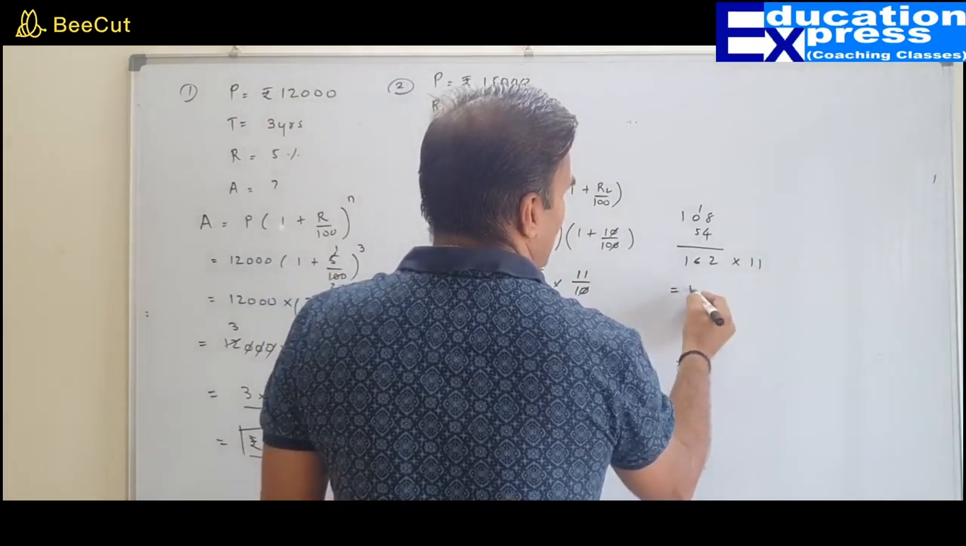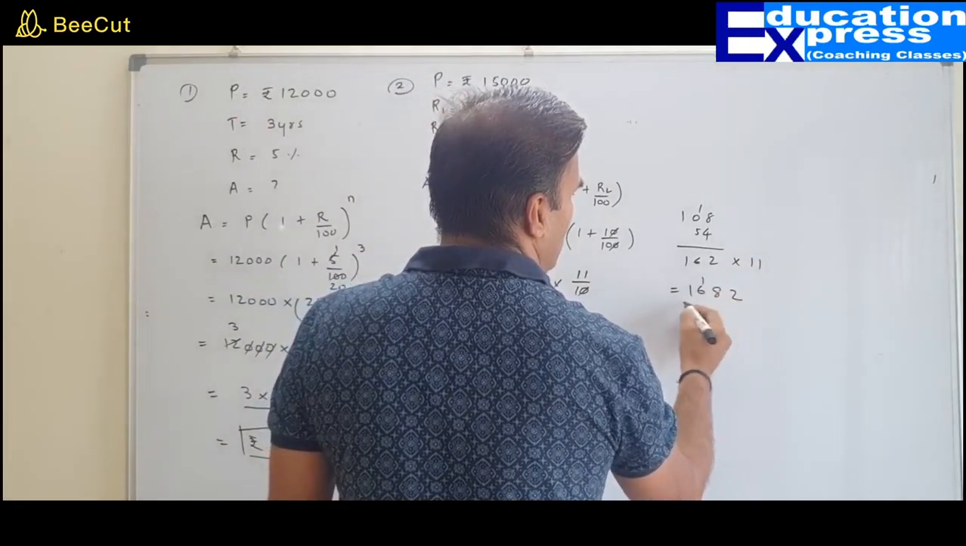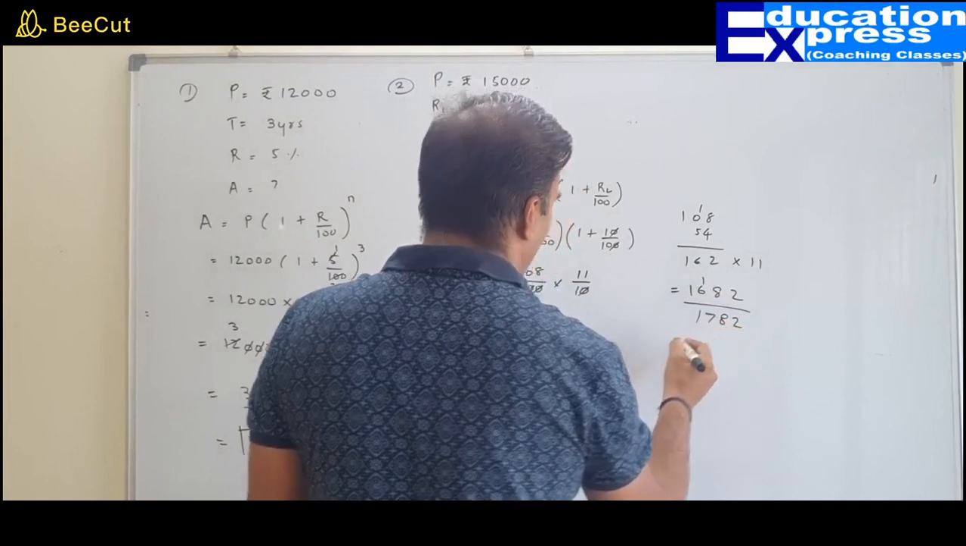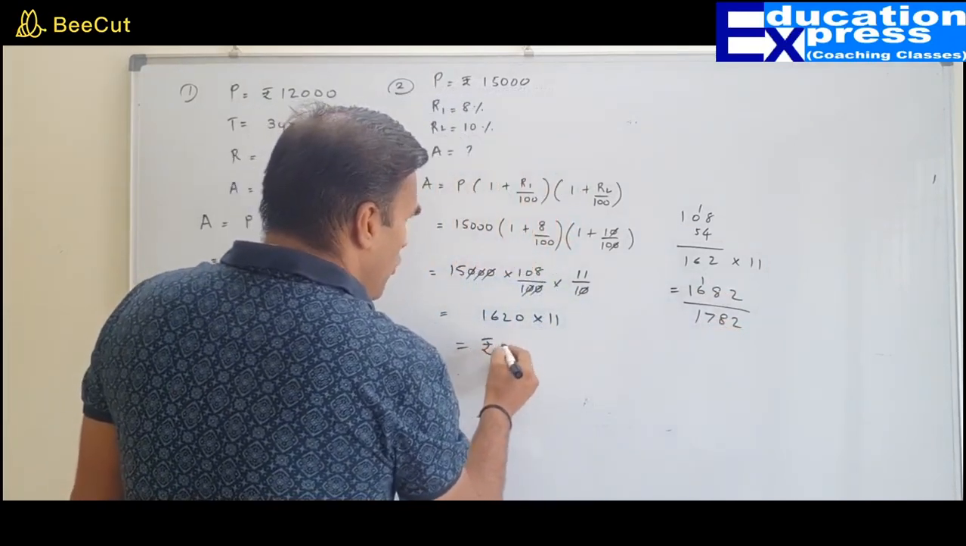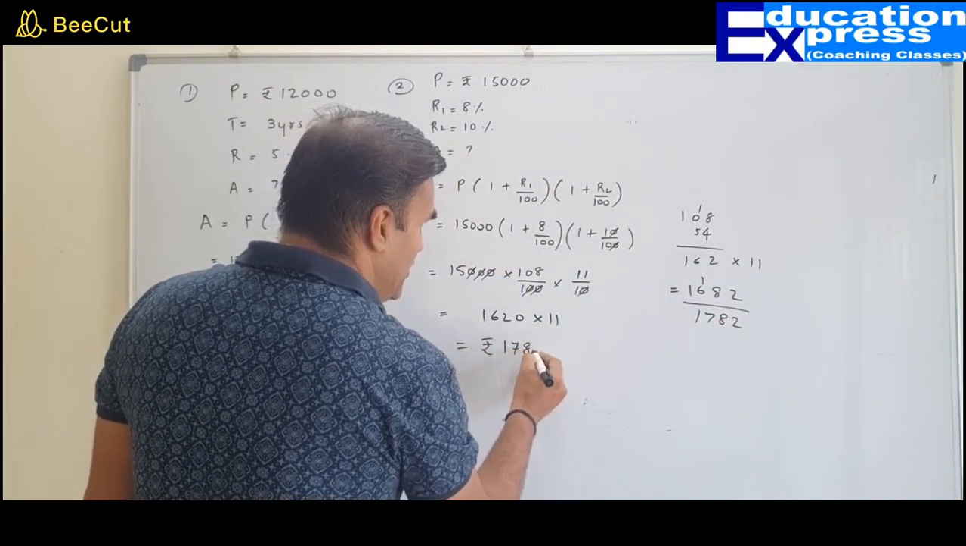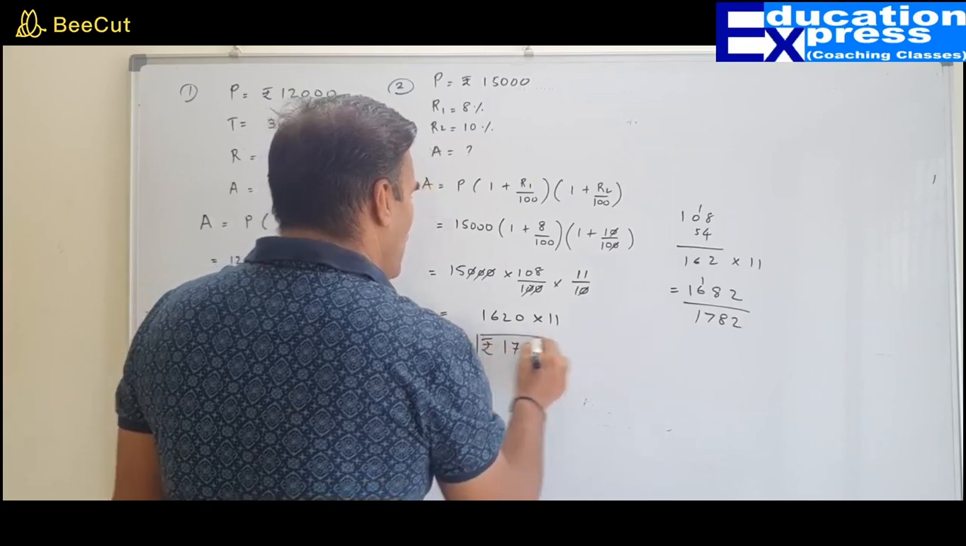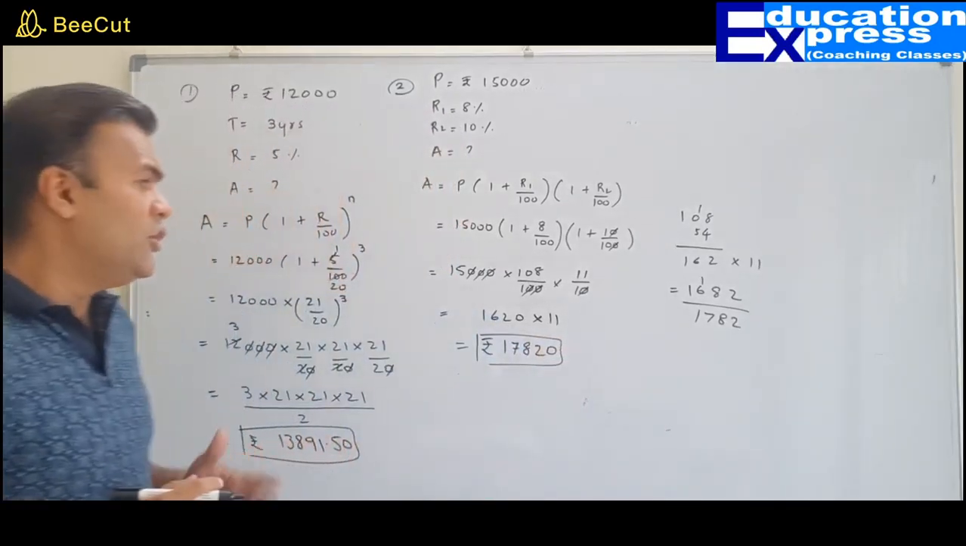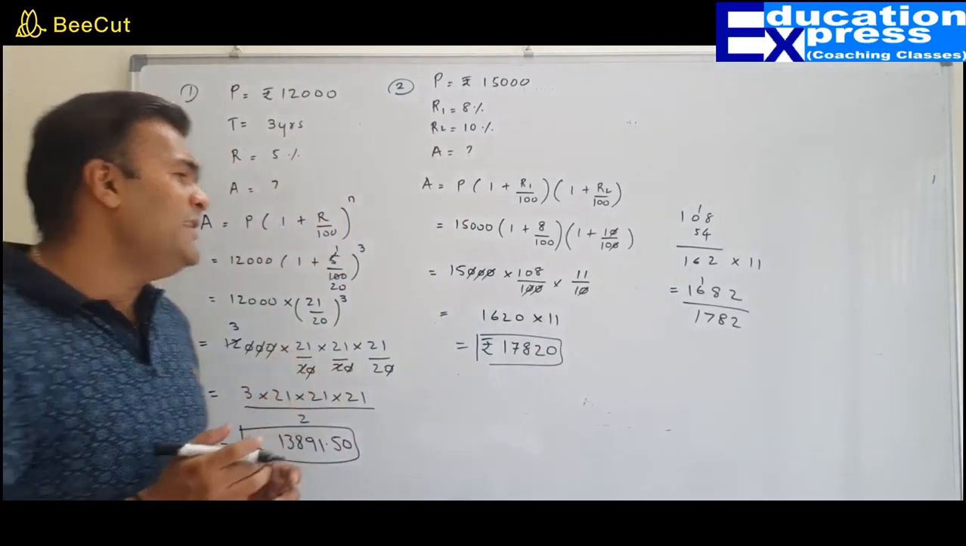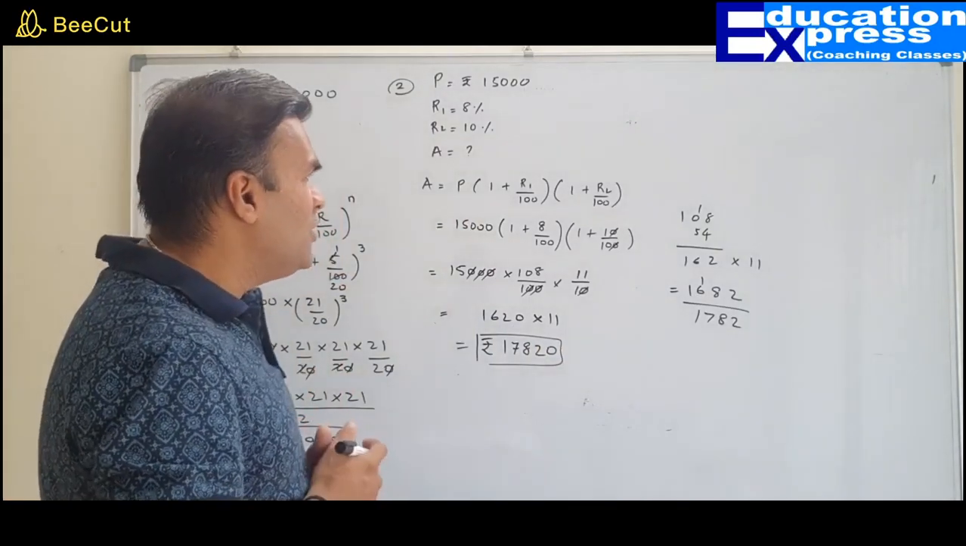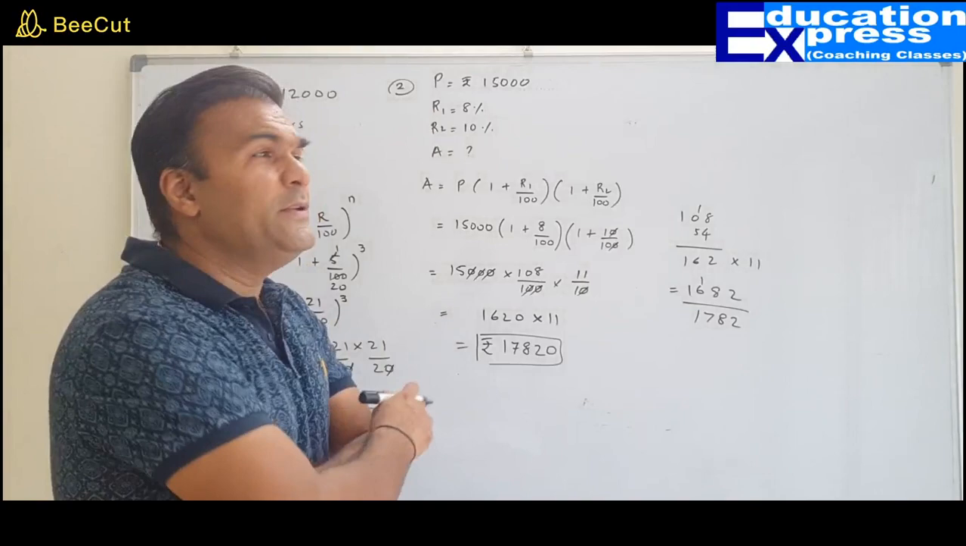162 into 11, 16, 2, 18, 8, 1, 2, 8, 7, 1. It's going to be 17820. So my dear friends, your answer would be 17820. It was very simple.